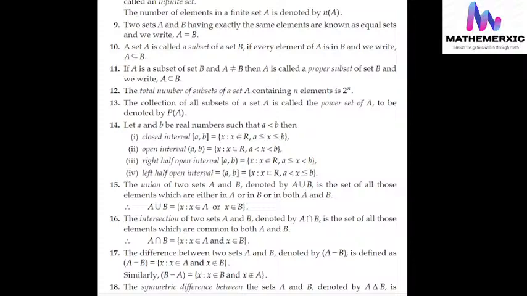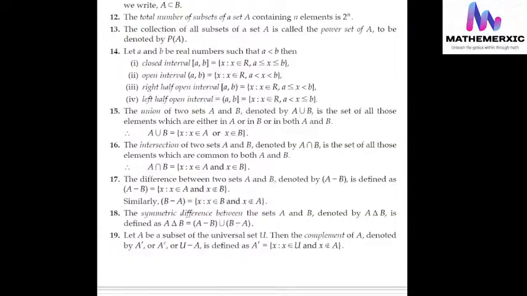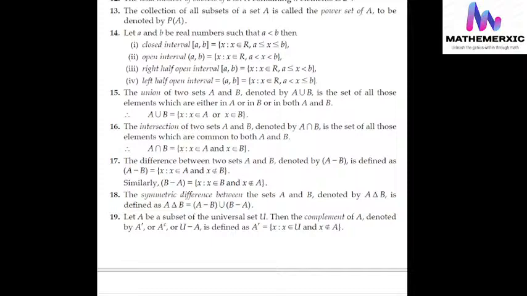The intersection of two sets is a set of all those elements which are common to both A and B. A intersection B is equal to x such that x belongs to A and x belongs to B. The difference between the two sets A and B, denoted by A minus B, is defined as x such that x belongs to A and does not belong to B.